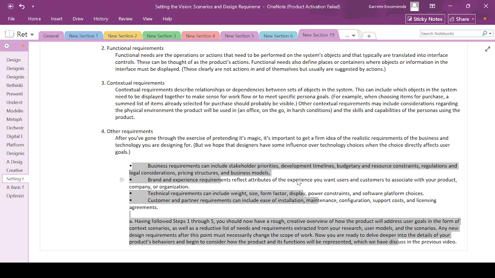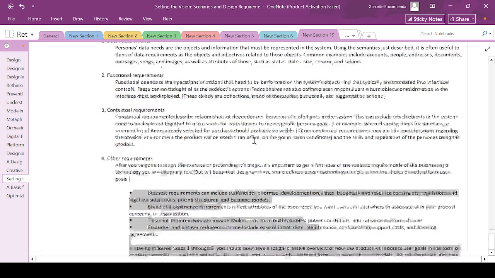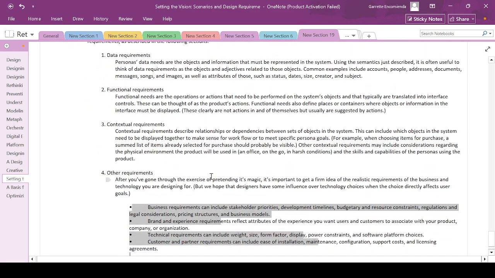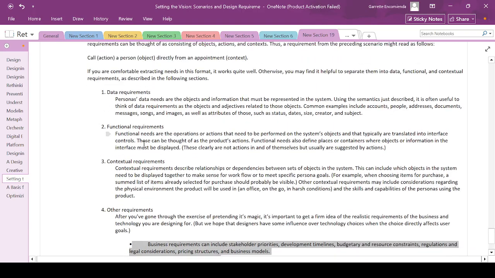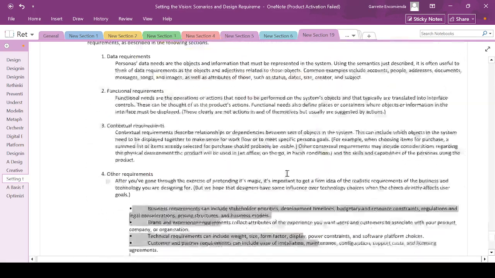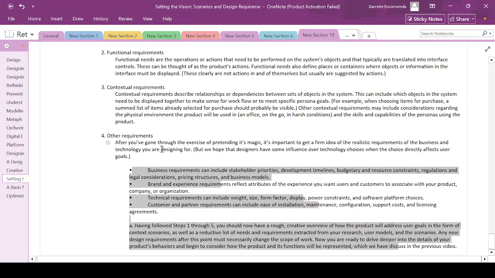So the brand that we have discussed in the video also now needs to be considered in this part of requirements. As you can see, business and technical is also part of the requirements. So this data, functional, context, other is just the requirements that will be the basis of more increasingly complex functions that we will develop later on.